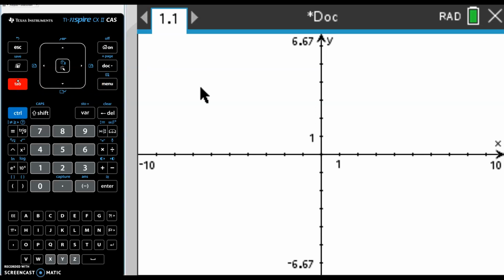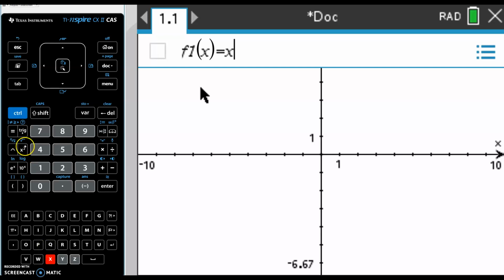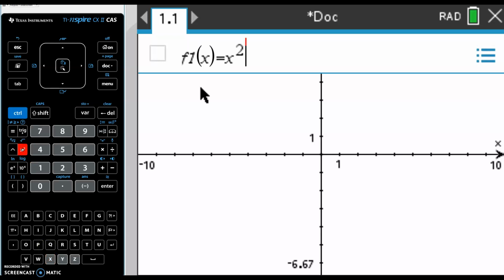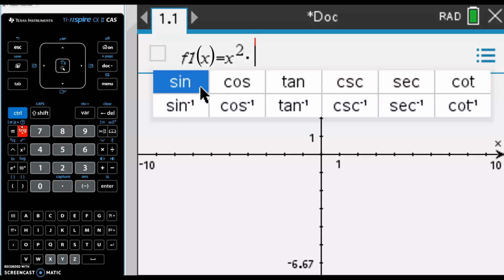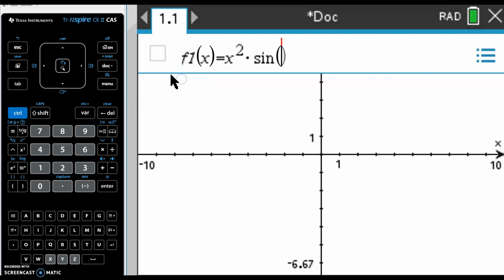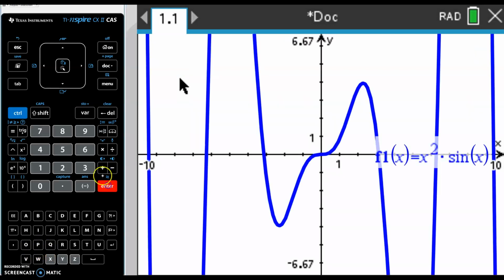open up a window and we're going to watch it flash at us. Let's see if it'll stop. Oh, good. There we go. X squared. And then we're going to say times sine of x. Hopefully. Come on. There we go. All right, and then I'm going to hit enter, and we've got this crazy graph going on.